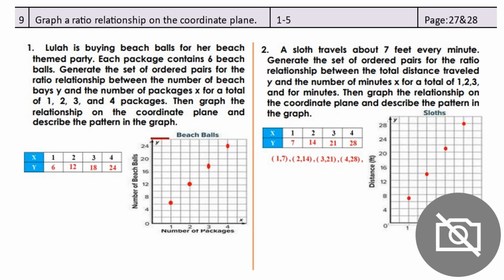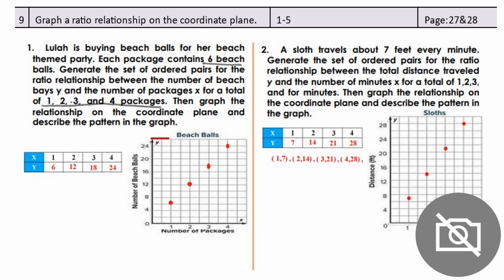Here you see they have given you one table. Each package contains 6, so this is the first thing to mark: 6 beach balls. There are packages 1, 2, 3, 4, and in the table the 1, 2, 3, 4 is already given. Each one has 6, so that is the highlight of this question. First one 6, second one will be 12, third one 18, fourth one 24. Either you can add 6 or multiply 6 with 2, 6 with 3, like that.